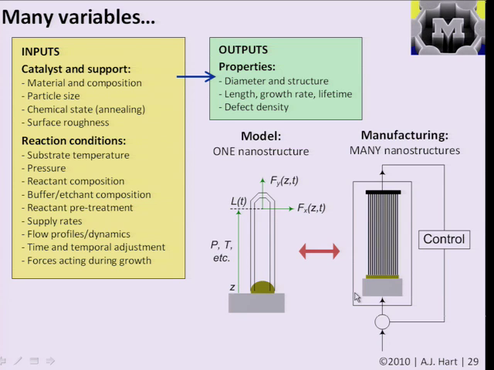How can we take a model for one structure and multiply it many times, or convolve it with a size distribution that we know to be, and then predict what our bulk material will be in the end, or how many of our devices, how many of our individual wires will have the appropriate characteristics to grow the structure in the first place.